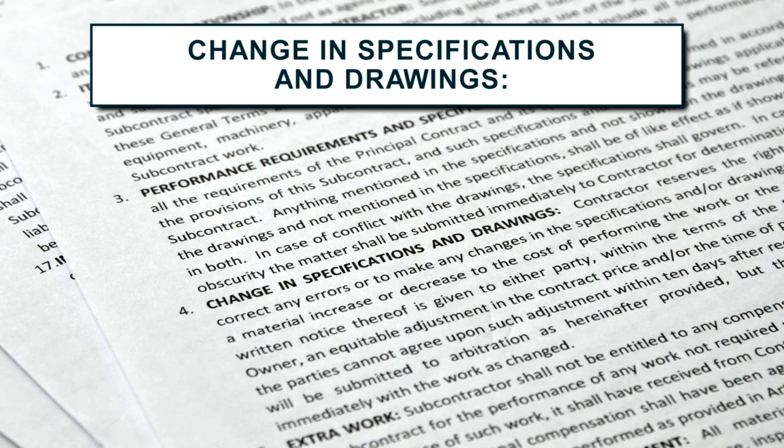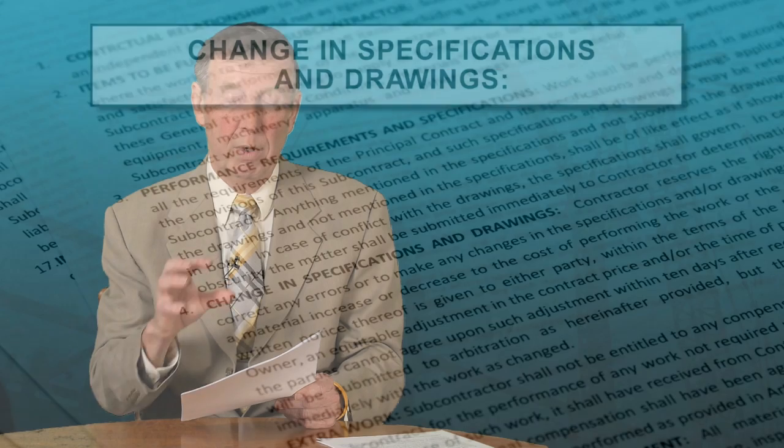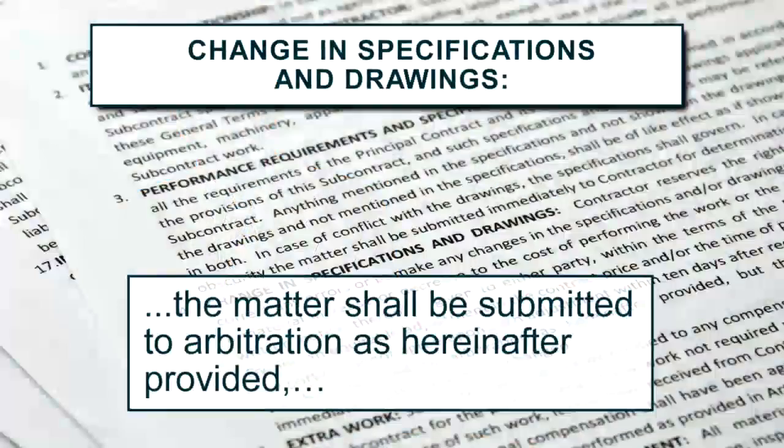Now we go to paragraph 4, change in specifications and drawings. There could be an increase or there could be a decrease, but whether there is a change or not is going to depend upon written notice. Keep aware that you have to provide written notice. This is going to hold you to it because if you don't give written notice, you bought the change and any cost therewith. It will say the matter will be submitted to arbitration if it can't be resolved.